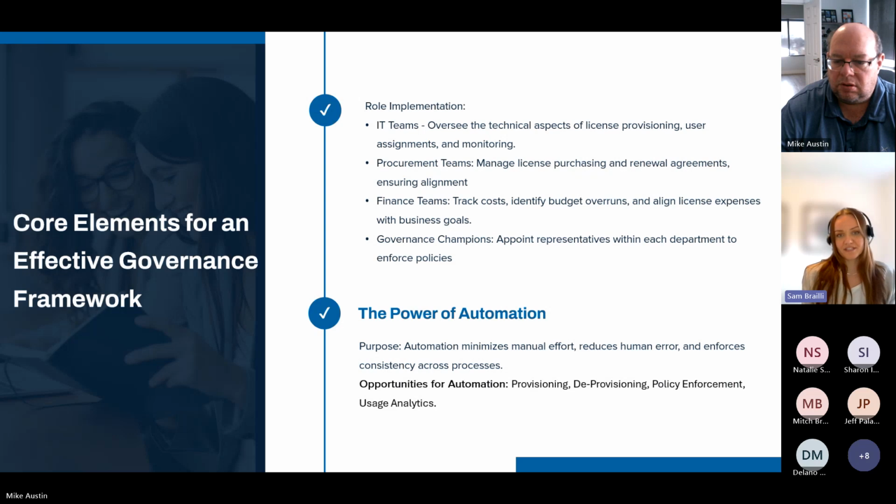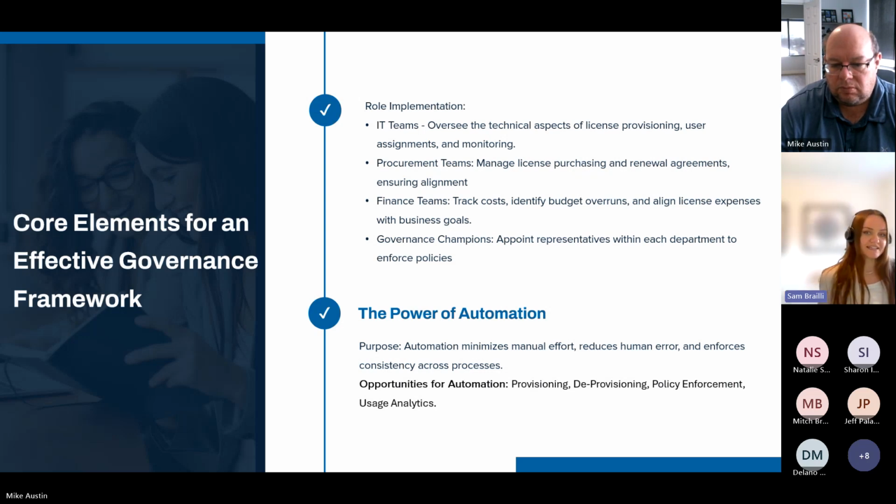And then finally, we've got governance champions. These are a great implementation within an organization, and these individuals would help enforce policies within their departments, ensuring everyone follows the rules and escalating any concerns when needed. And then finally, with regards to effective governance framework, we've got the power of automation.